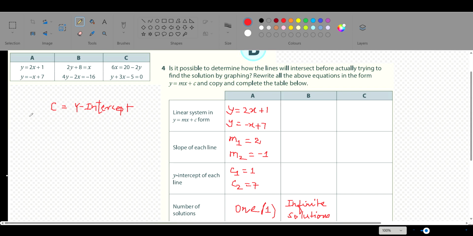So we still need to do some work here. It's not completed. 2y is equal to x minus 8. But we need to free the y from the coefficient. We do not want any number with the y. So I need to divide every term by 2. So what is happening here? y is equal to 1 by 2x minus 4.